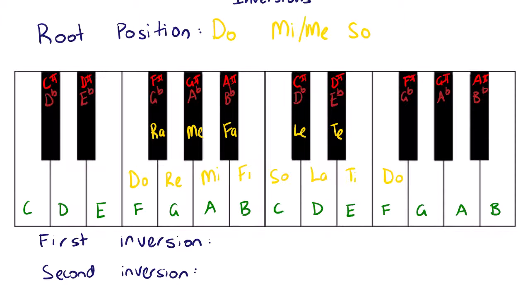To make a first inversion chord, we follow the same process, but instead of starting on do, we start on mi or may, depending on if it's major or minor, then we go to so, then we go to do. Here's an example of the same chord. For F major it was do, mi, and so. Instead, this time we're going to go mi, fa, fi, so, le, la, te, ti, do. Mi, so, do. And here's what that sounds like.